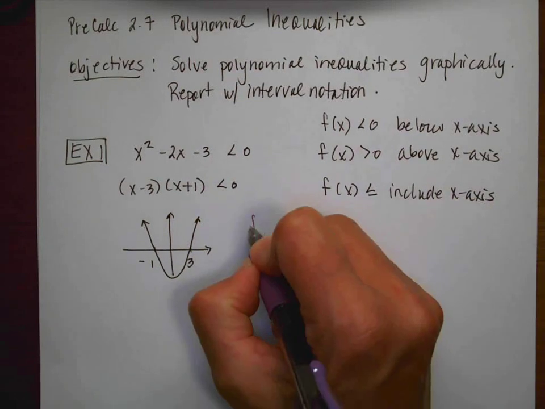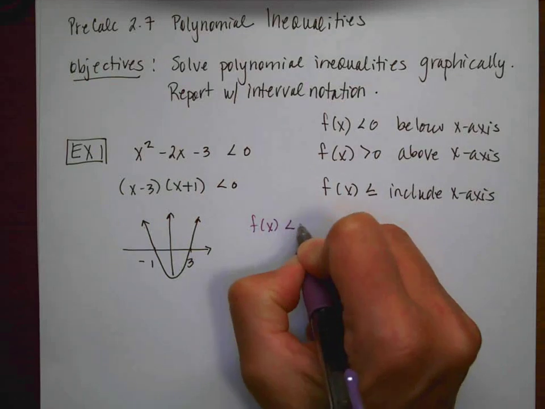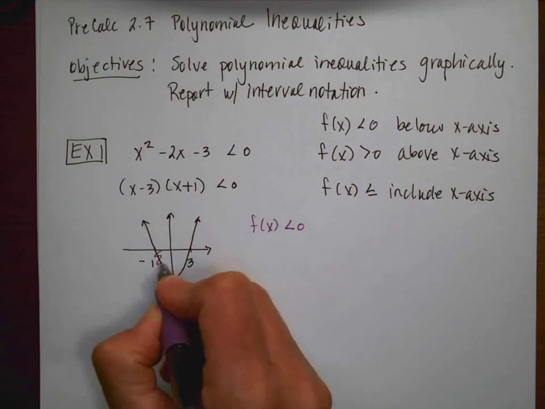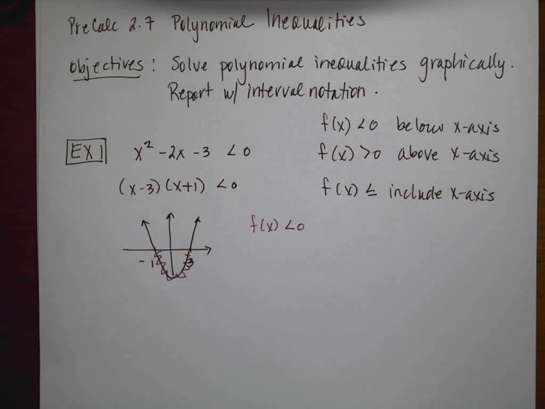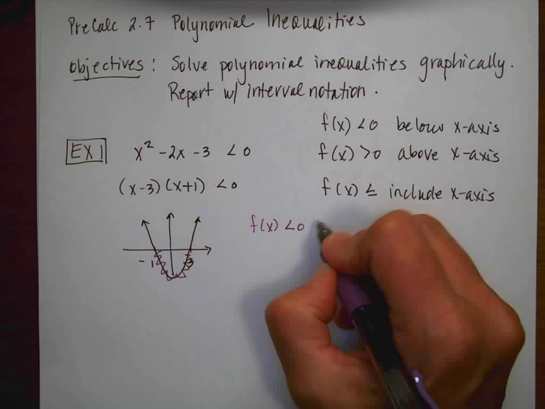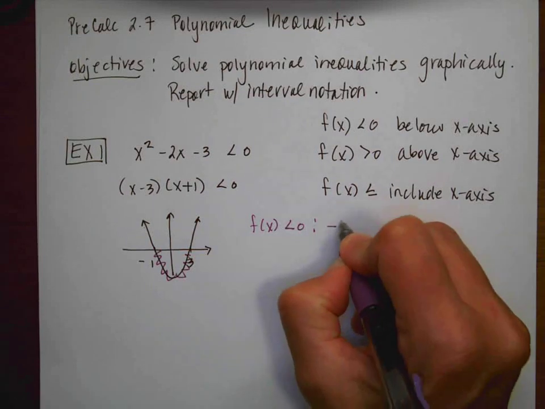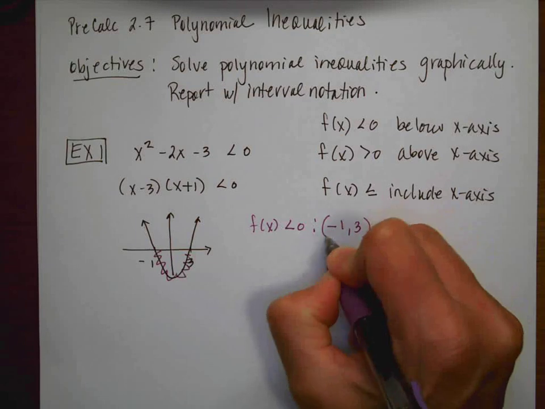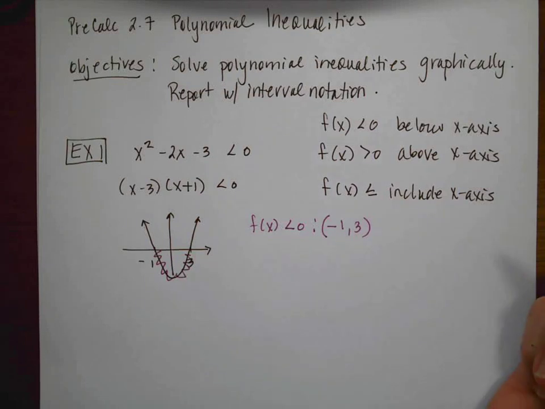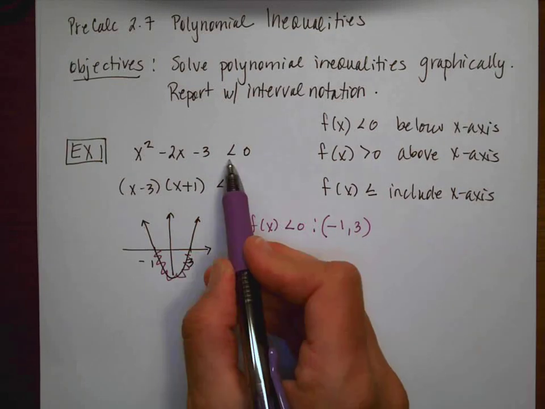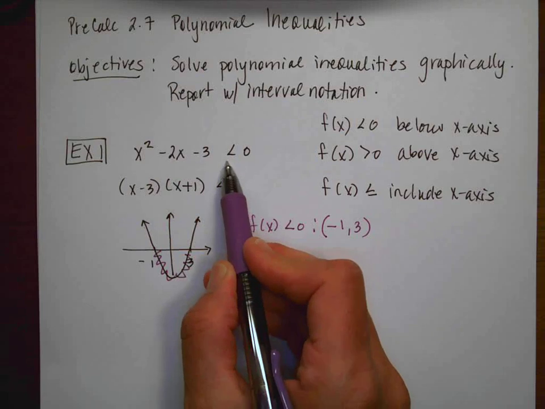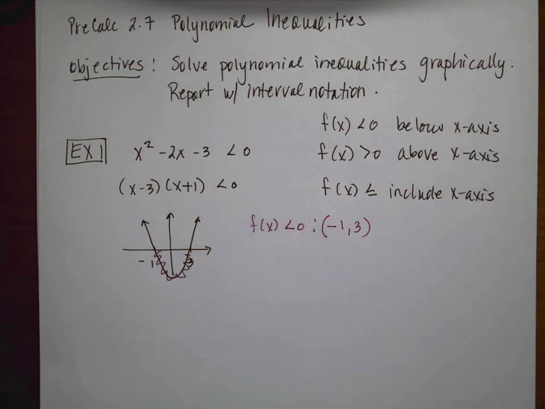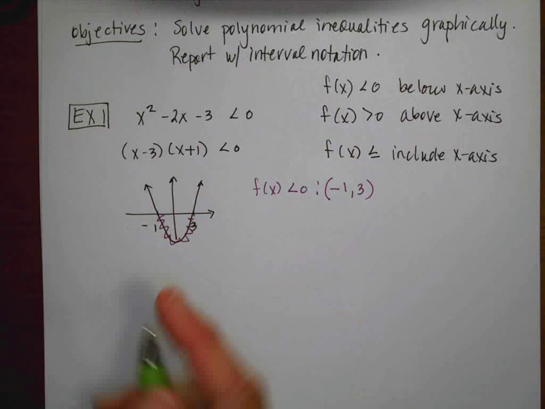This particular problem said, where is f of x below 0? Well, if you'll notice, this is the portion of the graph that's below the axis. So I would say that it is from negative 1 to 3. The endpoints are not included because I did not have the equality statement here. And that's really all there is to it.